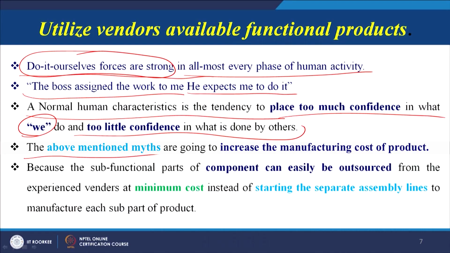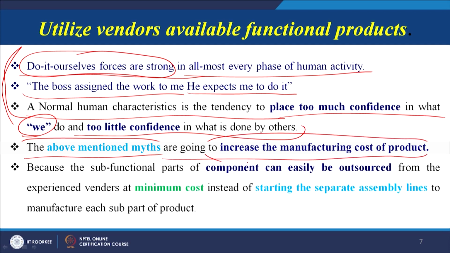The above mentioned myths, so we have seen so many myths, are going to increase the manufacturing cost of the product. So, if we are not going to make use of the functional products which our vendors can supply, once we take a decision to do it ourselves, the cost may be higher. Why? Because our vendors may have optimized all the processes, optimized the material usage, optimized the manpower allocation. Whatever they are making, they may have already optimized everything, and we may take a while to get to that level of optimization. In the beginning, I am sure that the part or component we decide to make ourselves is going to be costlier than what we can buy from a specialized vendor.